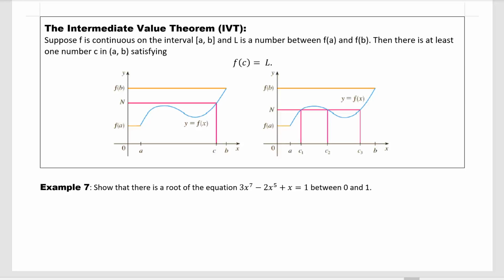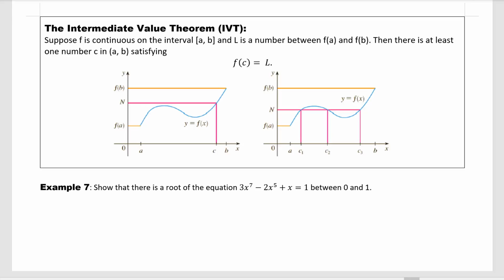Suppose f is continuous on the interval from a to b, and L is a number between f of a and f of b. Then there is at least one number c in the interval a and b satisfying f of c equals L. So you look at this picture.